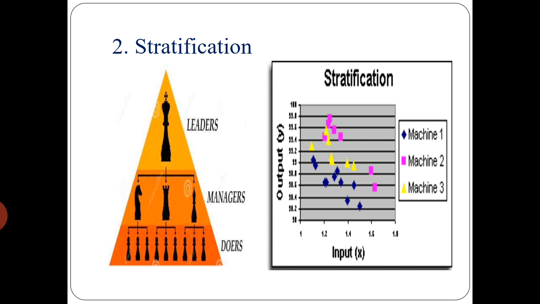Coming to the second quality control tool, this is stratification. This tool is used especially to make classifications or divisions. You can see on the left side and right side, there are two diagrams. The left side is stratified data of human resources or people: leaders, managers, doers. The right side is data of machines. So classification of machines may be based on their activities, machine 1, 2, 3, like this.